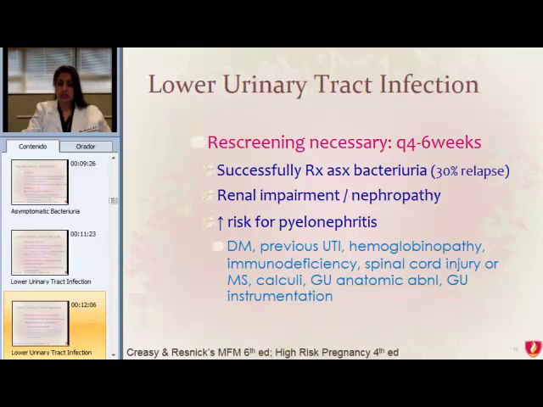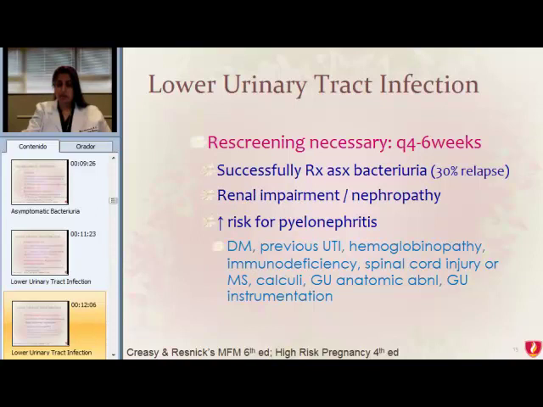Usually, patients who do not have asymptomatic bacteria at the first screening do not require repeat screening because studies have shown that less than 1% of these will acquire bacteria during pregnancy. However, women who have asymptomatic bacteria, even if you've successfully treated them, a third of them relapse, and they should be screened with urine cultures Q4 to 6 weeks later.